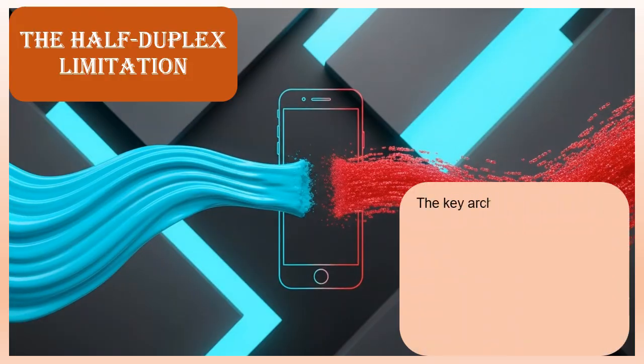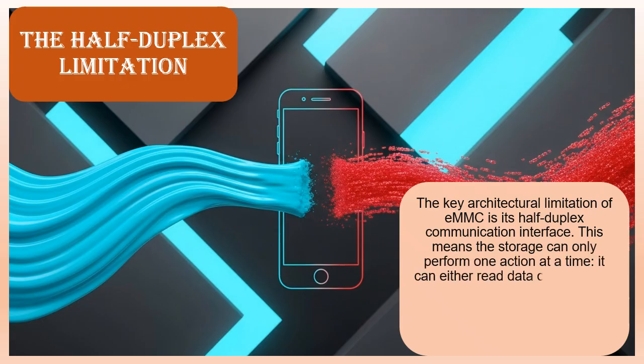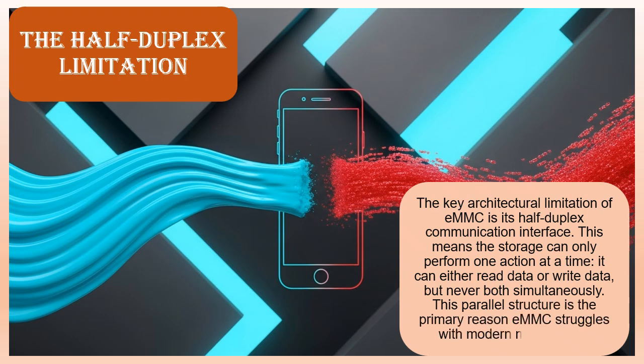The half-duplex limitation. The key architectural limitation of eMMC is its half-duplex communication interface. This means the storage can only perform one action at a time. It can either read data or write data, but never both simultaneously. This parallel structure is the primary reason eMMC struggles with modern multitasking.